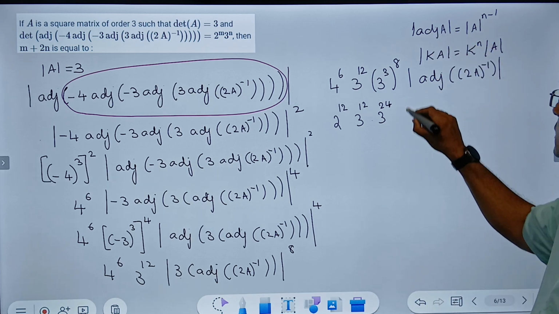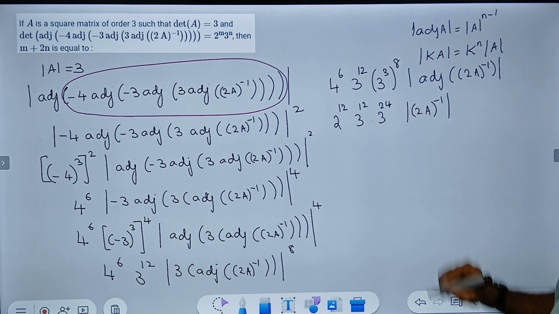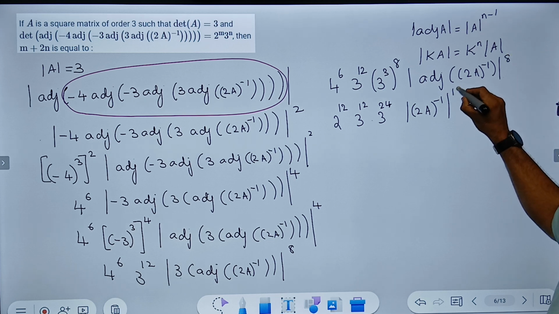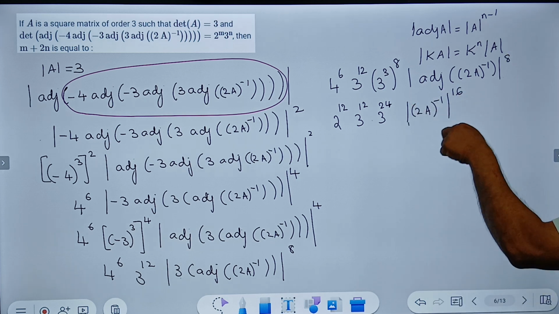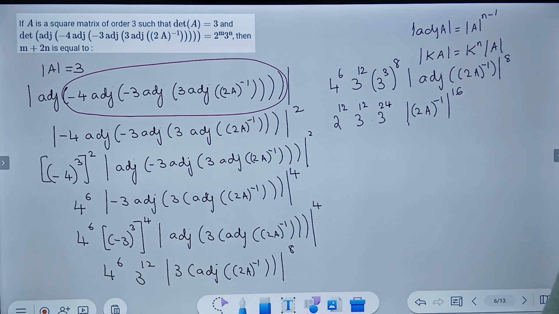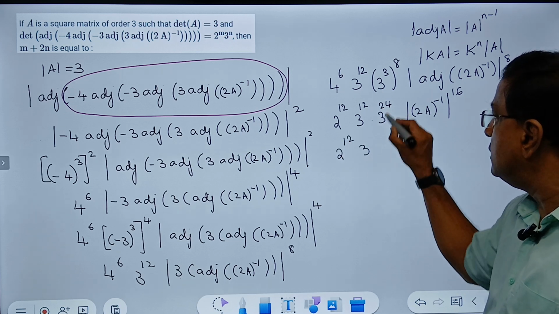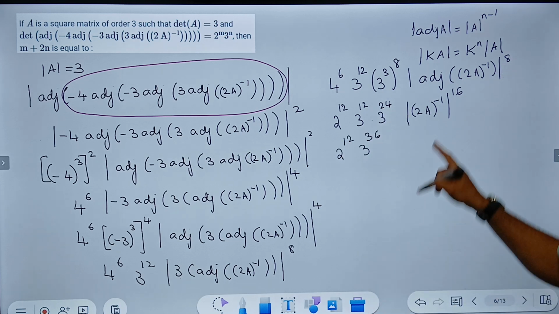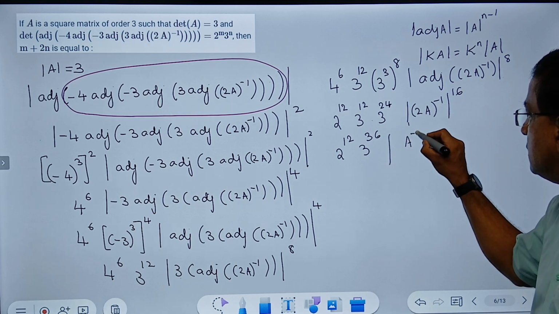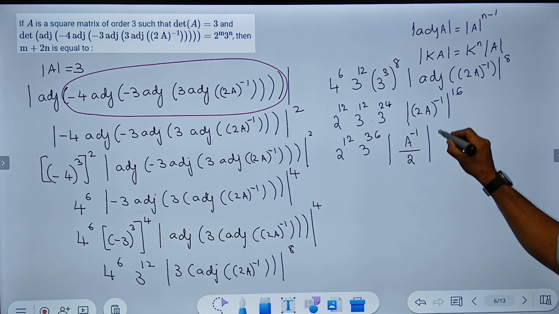Now once again I use this property, determinant of adjoint of A. What is that? Determinant of A the whole power n minus 1, this is actually 8, okay, whole power n minus 1, so it will become 16. Determinant A the whole square, that will become 16. So this will be 2 power 12 into 3 power 36. Now this can be looked at as A inverse divided by 2. A inverse divided by 2 whole power 16.